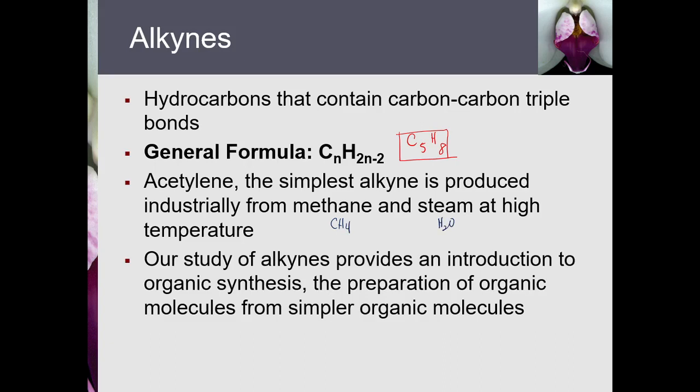So after that, you will now have acetylene. What's the formula for acetylene? You need 2 carbons, so that's C2. How many hydrogens are there? 2 times 2 is 4, minus 2, so we have 2 hydrogens. So our simplest alkyne will be 2 carbons with 2 hydrogens attached to it. So this is acetylene.